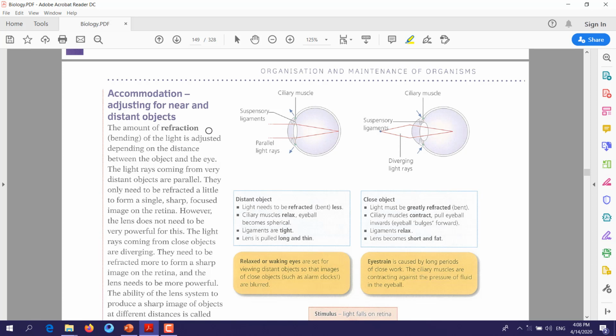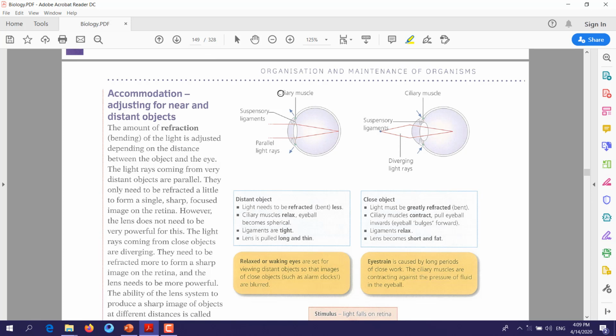Accommodation: adjusting for near and distant objects. To better understand how the eye works, imagine you have a camera and you are trying to take a picture of an object. What will happen? The picture of the object depends on the distance between the camera lens and the object. So as you know, you need to adjust the lens. You should make a change to the lens until you get a clear image. Here it's the same thing that happens to our eyes.